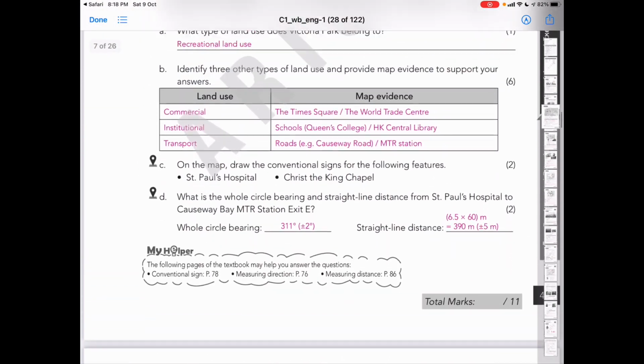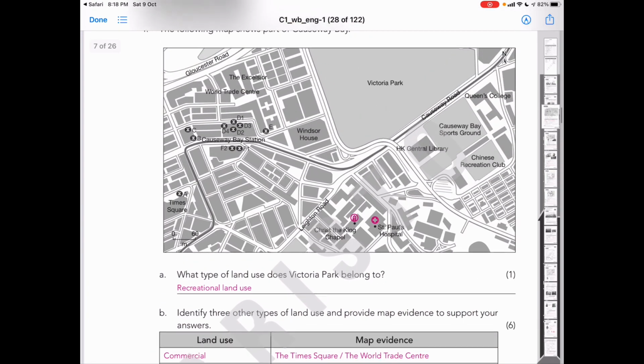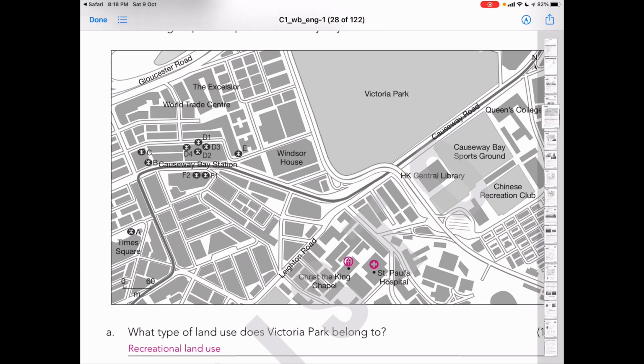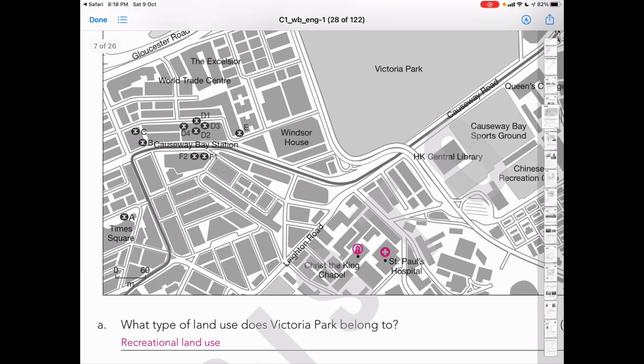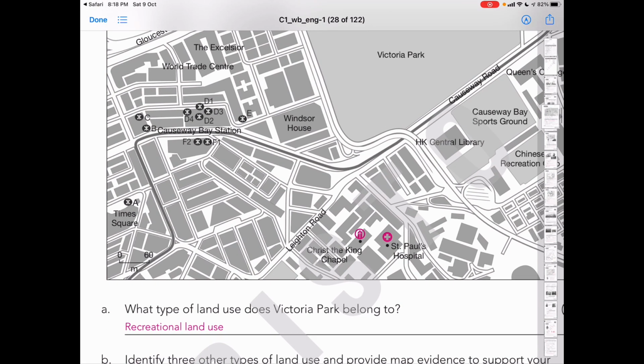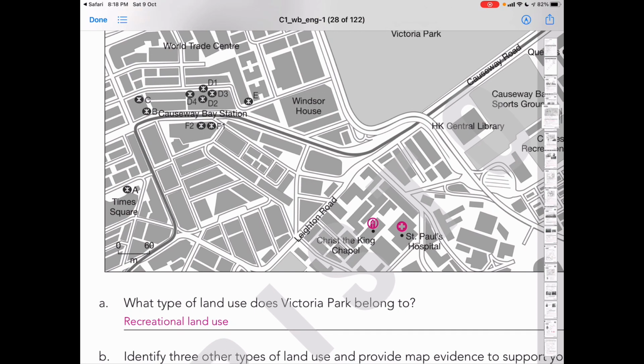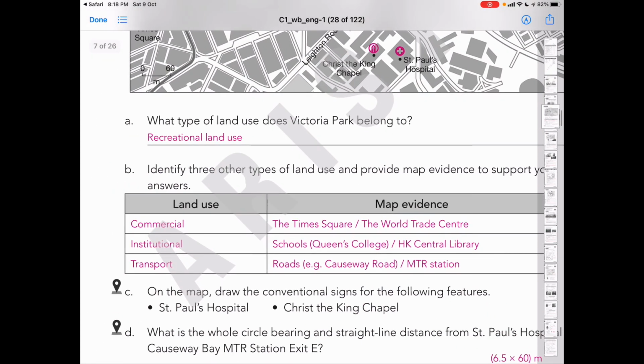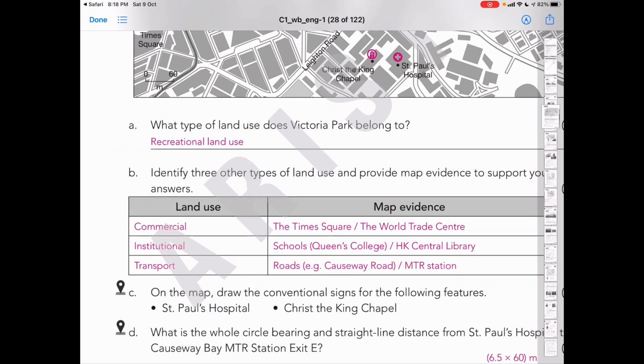the last part. So first of all, for page 4, it's asking about Victoria Park. What kind of land use does it belong to? It belongs to recreational land use. Okay. And then for the three other types of land use provided by the map, give evidence and support your answer.